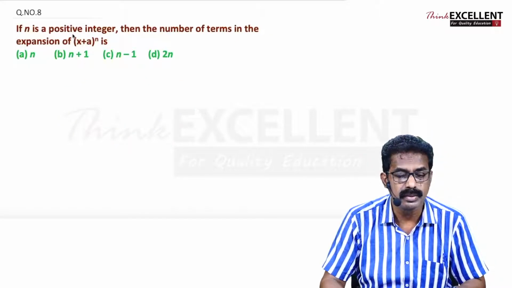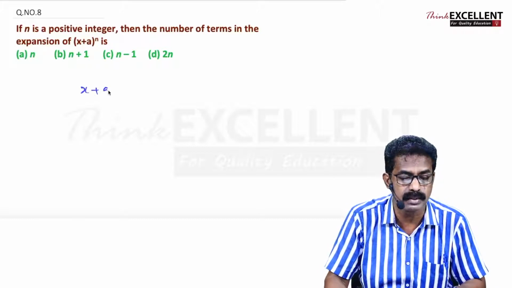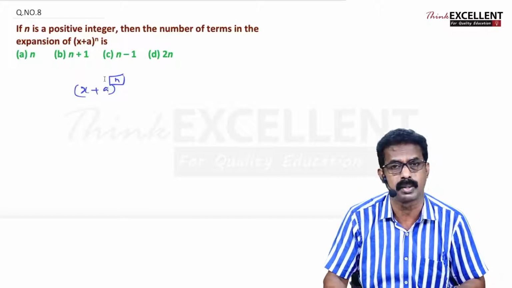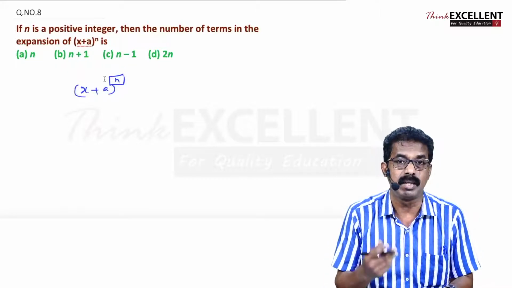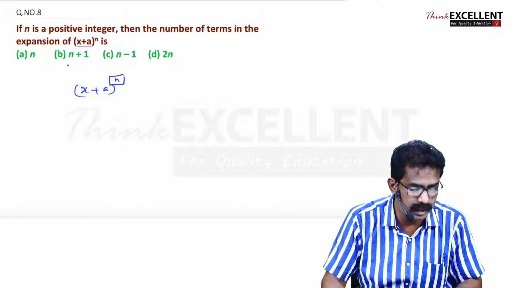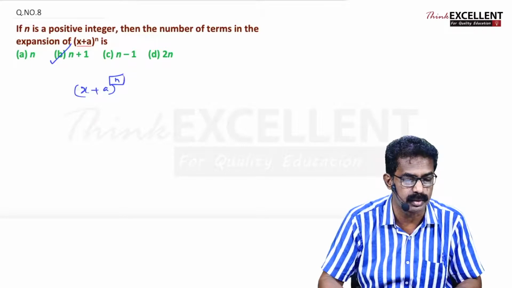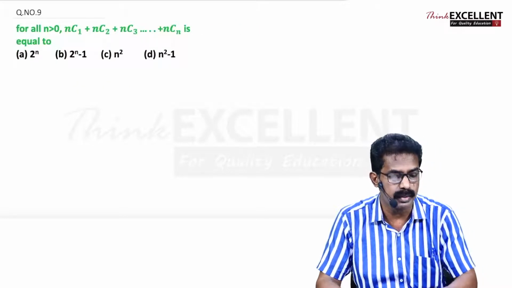Question number 8. n is a positive integer, that's a natural number. Then the number of terms in the expansion of x plus a raised to n. The power n is a positive integer or natural number. Suppose the power is 17, 17 plus 1, 18 terms will be there. Here the power is n, so how many terms will be there? N plus 1 terms will be there. So the second option.